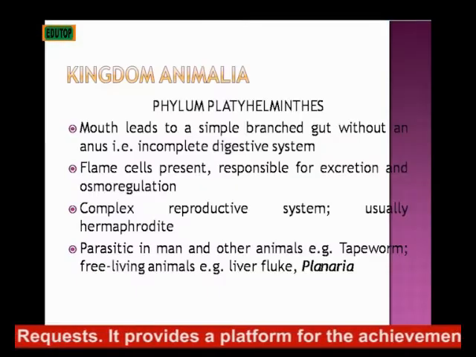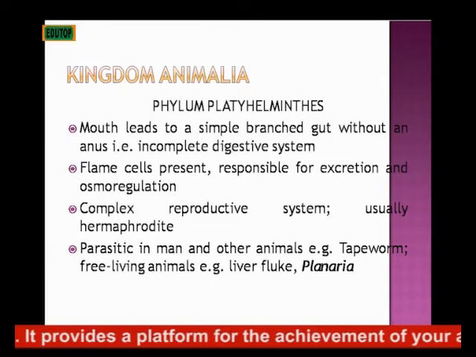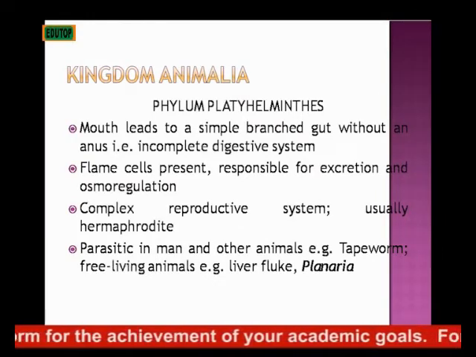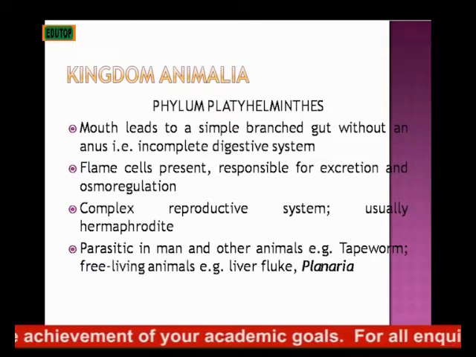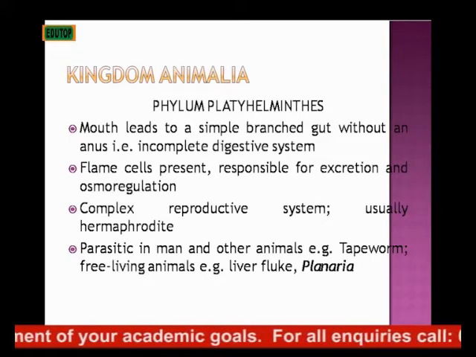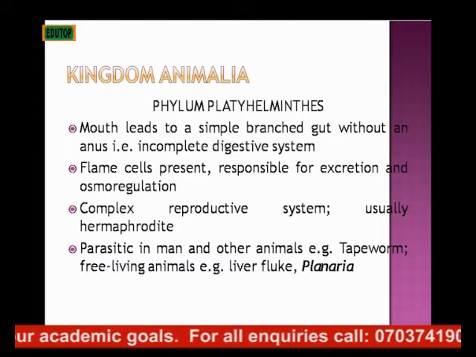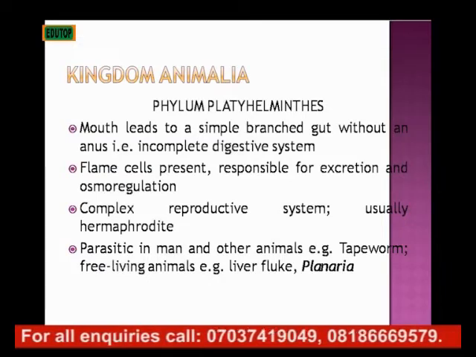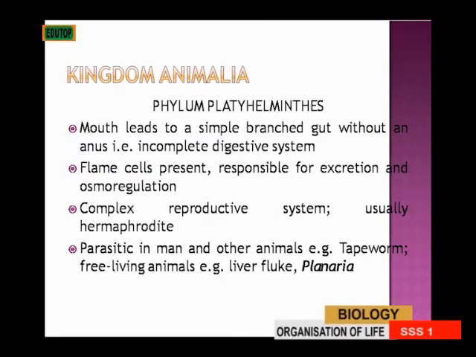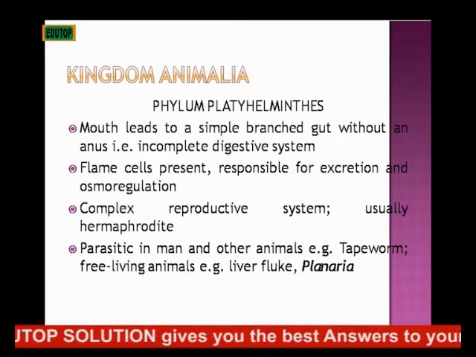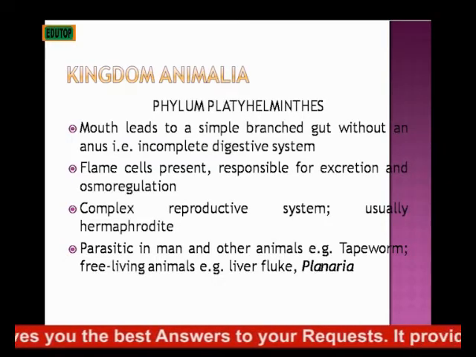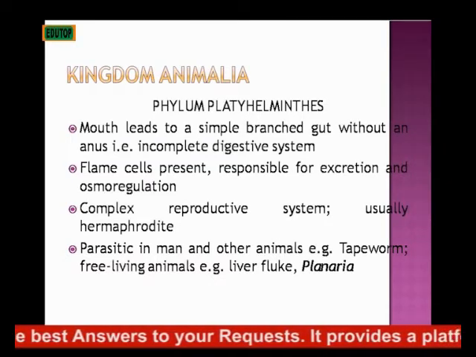The Platyhelminthes have a single opening to their alimentary canal, which is their mouth. The mouth leads to a simple branched gut without an anus. So they don't have a complete digestive system. They have an incomplete digestive system because they don't have an anus. They just have the mouth. Then they have flame cells present. These flame cells are responsible for excretion and osmoregulation, the water balance of their body.